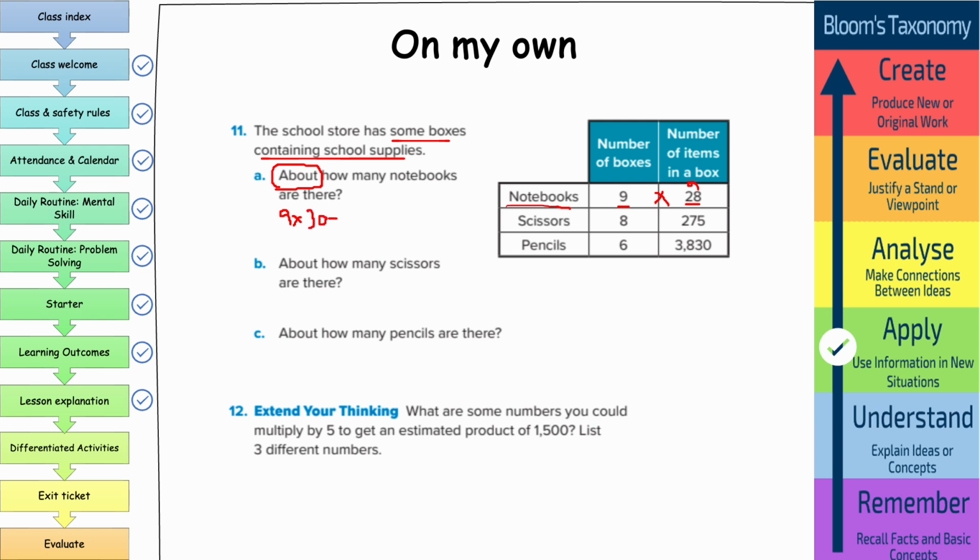Okay, grade 4, why am I rounding? Because there is the word about. When you see about or when you see estimate, then you need to estimate the product. You need to use a compatible number or rounding, depending on the question. So 9 times 30, so 9 times 3 is 27. And how many zeros are left in the equation? 1 zero. So about how many notebooks are there? 270 notebooks. The same for question B, the same for question C.